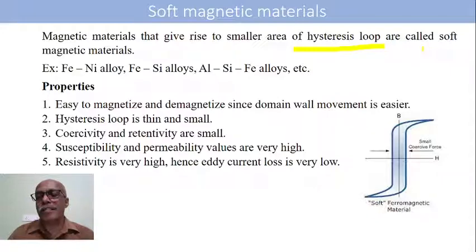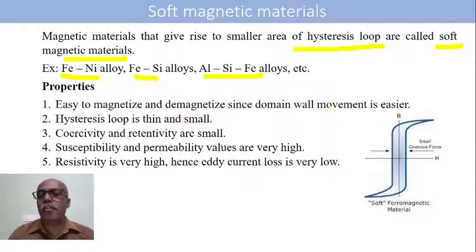Area of hysteresis loop gives the loss of energy due to magnetization and demagnetization of the specimen. As the energy loss is very less, the hysteresis loop will be very thin. Such a magnetic material is called a soft magnetic material. Examples for soft magnetic materials are the ferrous nickel alloys, the ferrous silicon alloys, aluminum silicate and iron alloys, etc.